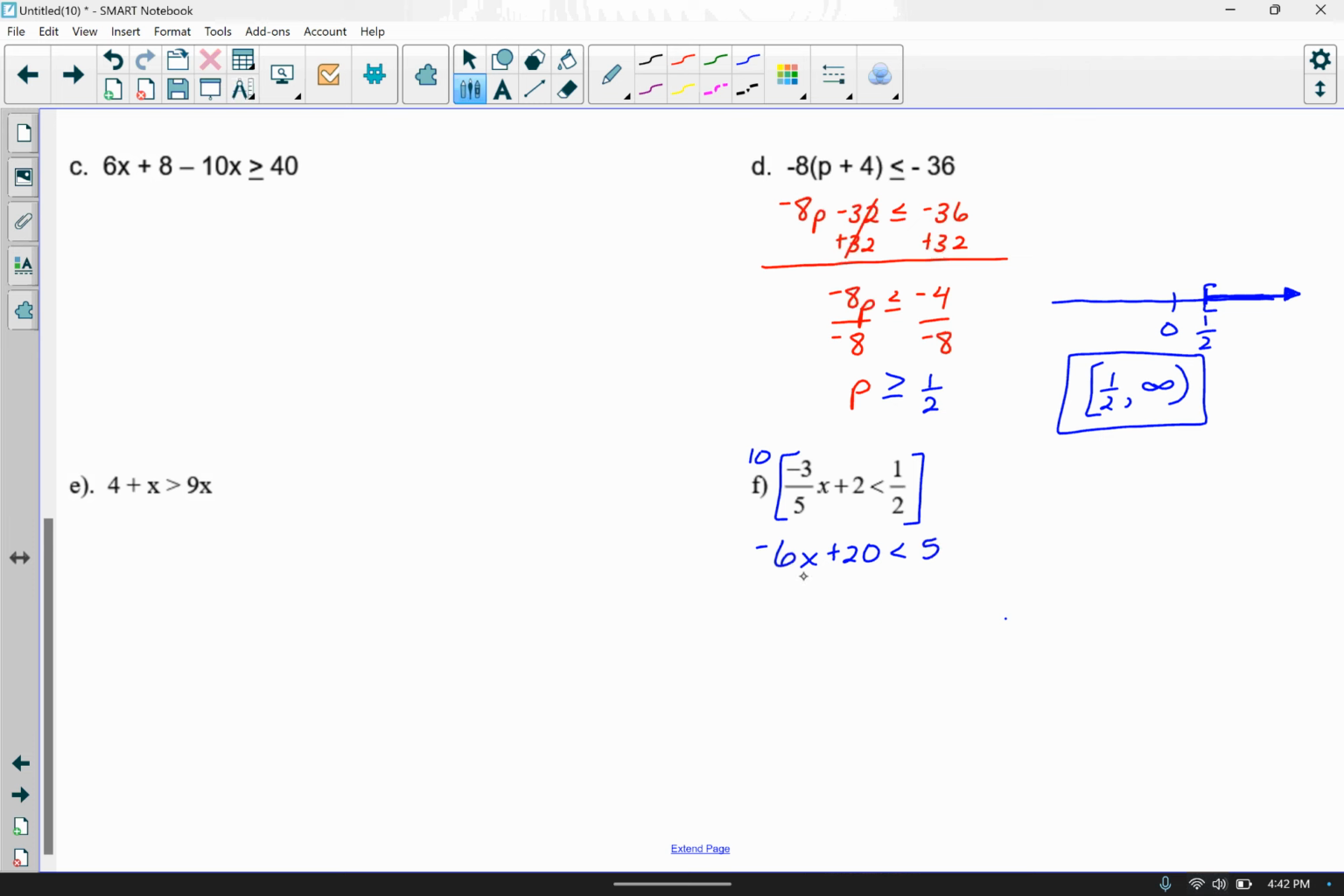All right, let's get letters on one side, numbers on the other. This 5's already all by itself, so let's bring the 20 over to join it. Do the opposite, so subtract 20 from both sides. Negative 6x is less than negative 15. Divide by negative 6 on both sides. You're dividing by a negative. Divide by a negative. Got to change that inequality sign.